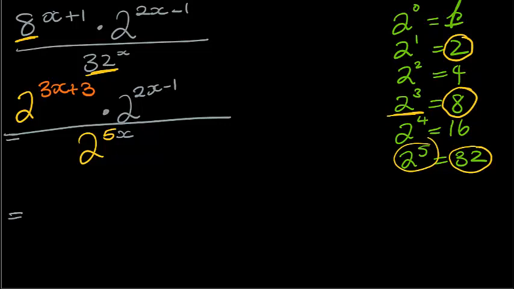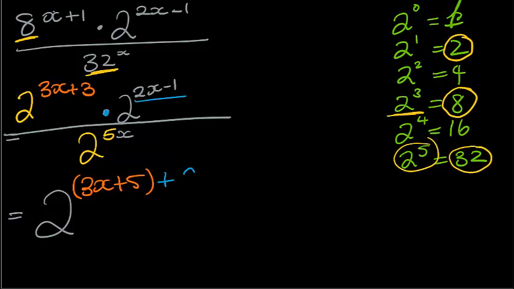This is going to be equal to a base of 2. And I'm going to write all my exponents. Let's start with the orange one. I'm going to keep it in orange. I'm going to say 3x plus 5. And I am going to add to that this one, because I'm multiplying, I add exponents. Plus 2x minus 1. And then I've got this big divide sign, which means I'm going to subtract. And what I'll subtract is that one, which is 5x. Now we can simplify further, and I'm going to keep my base of 2.